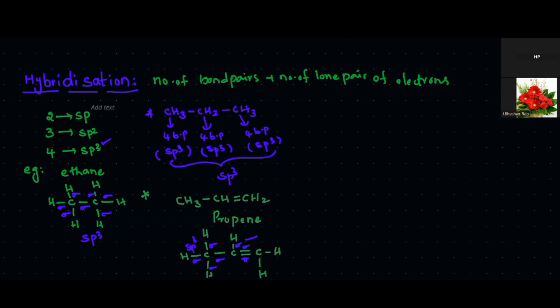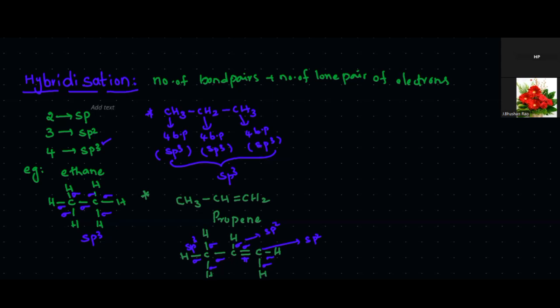Now coming to this last carbon atom, 1 sigma, here also sigma, sigma, totally 3. So this carbon is also sp2 hybridized. So now this total molecule is a combination of sp3 and sp2 hybridized carbons. Okay, sp3, sp2 combination only.